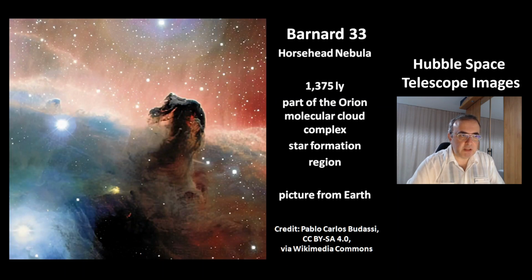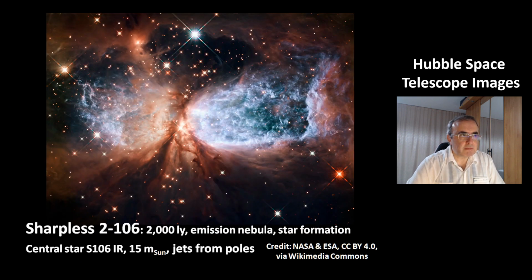This is another picture of the nebula from Earth, and you can see a bigger structure. This is the object Sharpless 106. It's located at 2000 light years distance. It's an emission nebula, and there's star formation in process right now. The central star is S106 IR. It has 15 times the Sun's mass, and there are jets coming out of the poles.